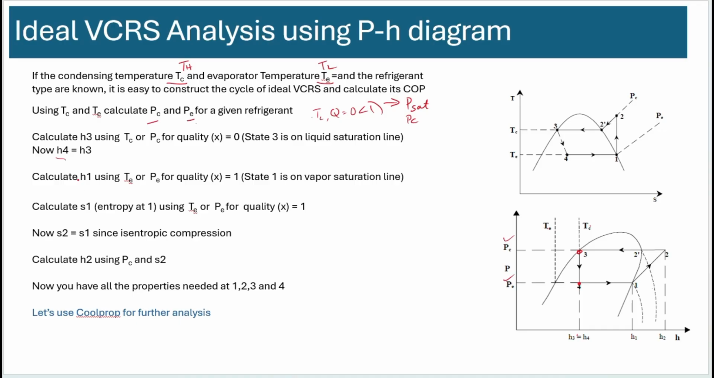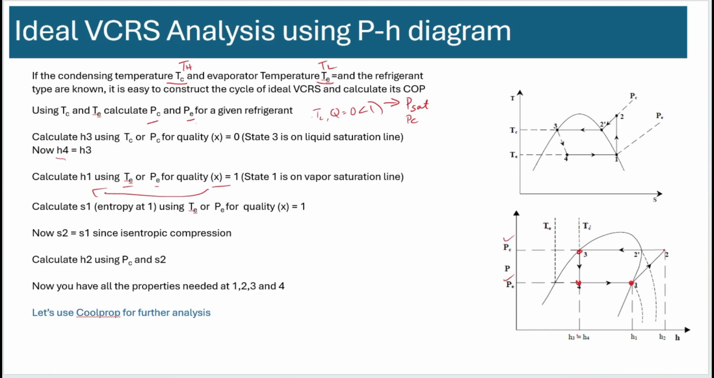Now, how do you know location 1? You know the PE value, but you don't know what the enthalpy is there. So to calculate H1, we have to assume that it's on the vapor dome at quality equal to 1. So use TE or PE and a quality of 1 and estimate H1. So now you know this point. You have calculated these 3 points.